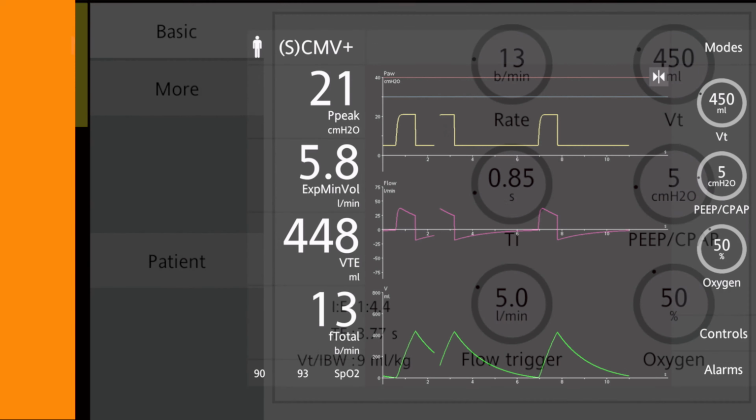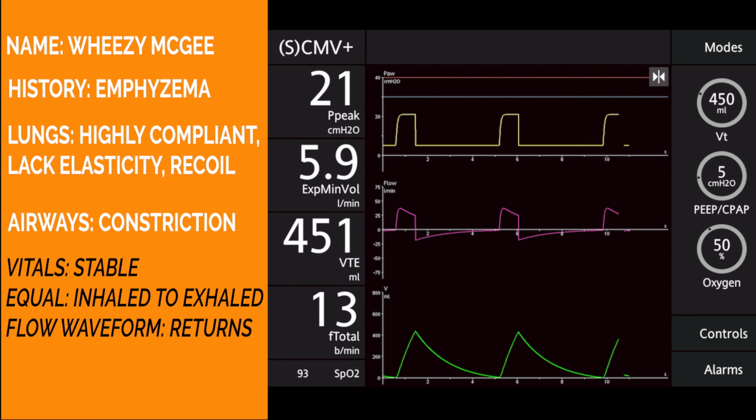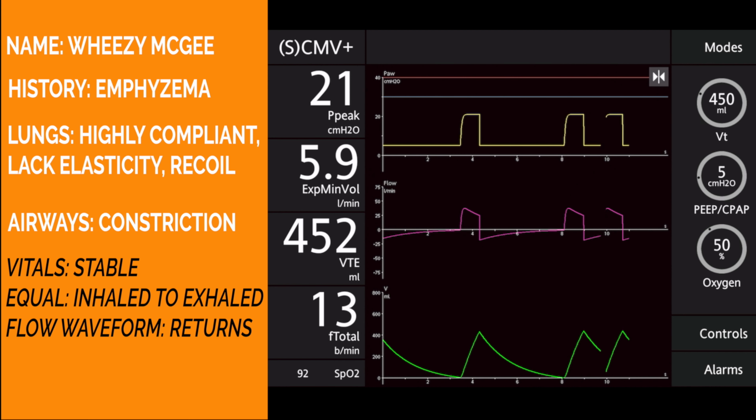Let's see if the medical management and adjustments to the breath rate, I time, and inspiratory to expiratory ratio had the desired effect. Yes, the vitals are stable, the measured gas volume in and out is the same, and the flow waveform returns to zero flow before the ventilator delivers its next breath.